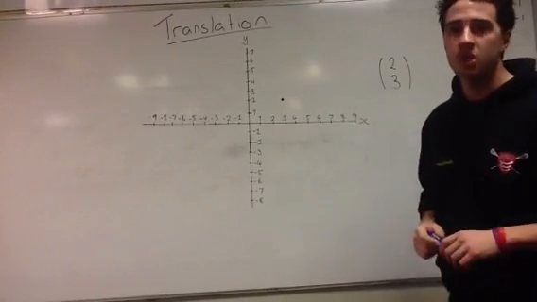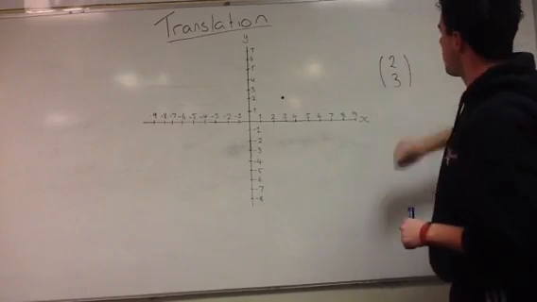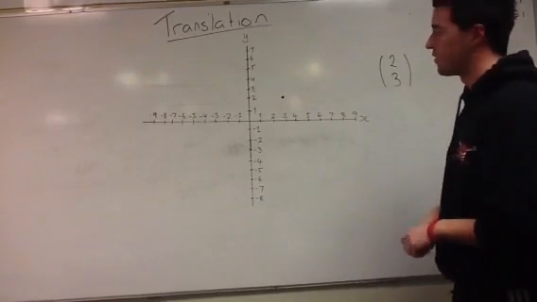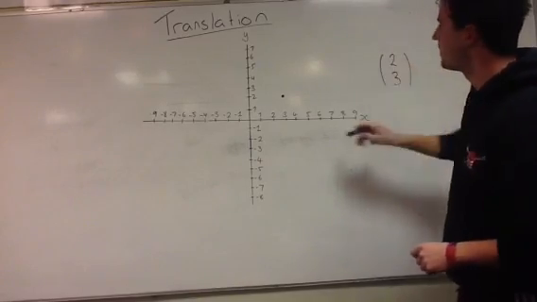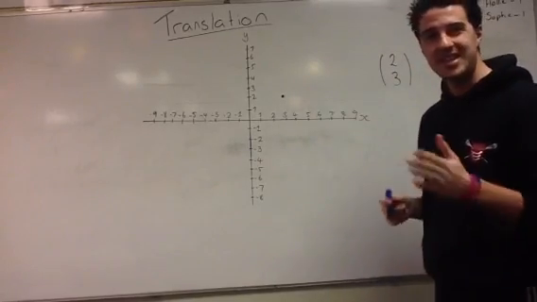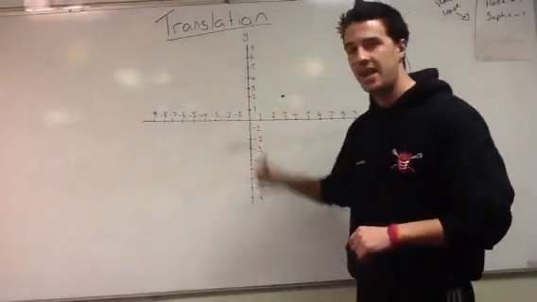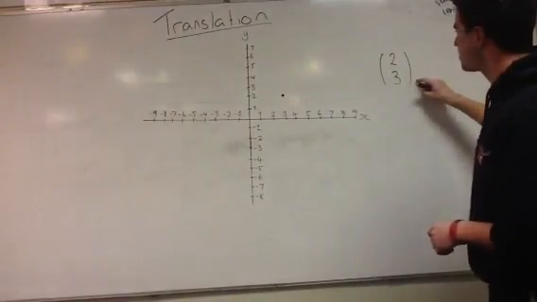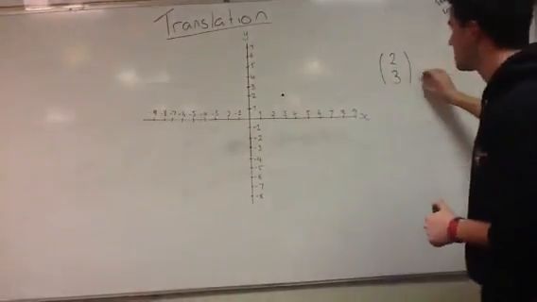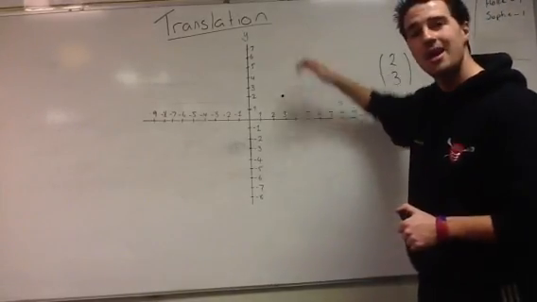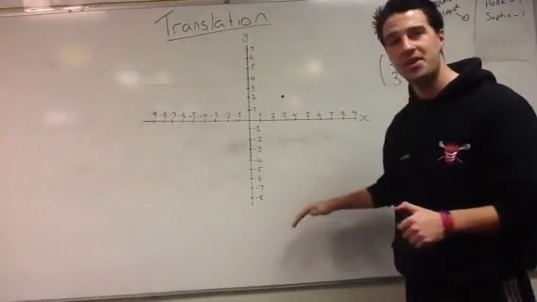Now the number at the top tells you where you want to move a point, whether you want to move it to the left or to the right. So if it's a positive number, you want to move it to the right. If it's a negative number, you want to move it to the left. The bottom number here determines whether you go up or down. So if it's a positive number, we're going to move the point up. And if it's a negative number, we're going to move the point down.